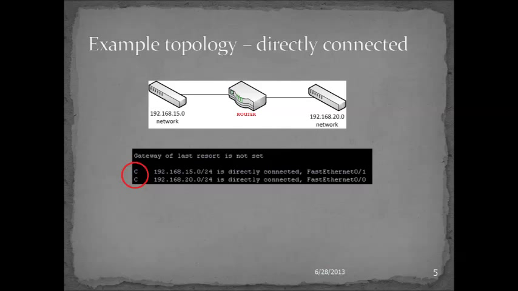Now let's take the example of a directly connected topology. Here we've got a router in between 2 networks. The minute the router interfaces are brought up and the router is given IP addresses, we can see that the routing table is populated with the directly connected routes. The circle there indicates that these are connected. There's the little letter C there. We can also see which interface is connected to which network. And this is a basic topology, but this is part of every single router that's connected to a network.